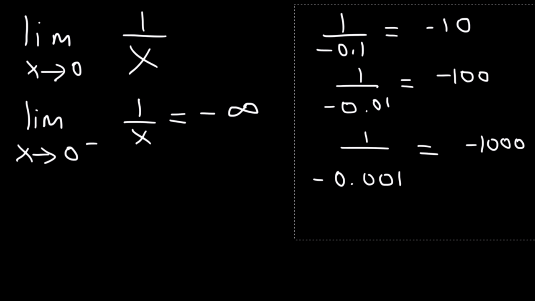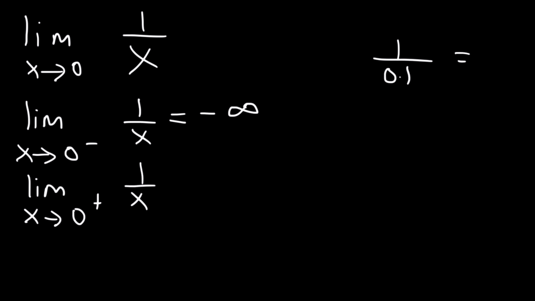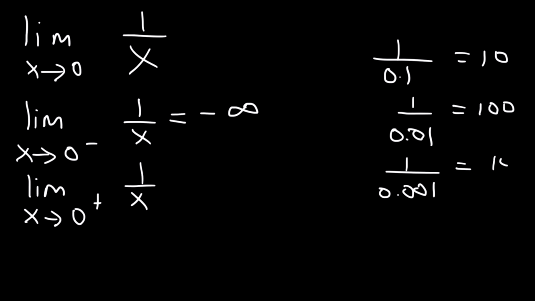Now, what about the right side of the limit? What is the limit as x approaches 0 from the right? 1 over positive 0.1 is 10, 1 over 0.01 is 100, and 1 divided by 0.001 is positive 1000. As you can see, the number gets larger and larger, so this is going to approach positive infinity.